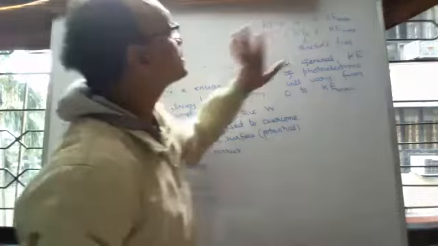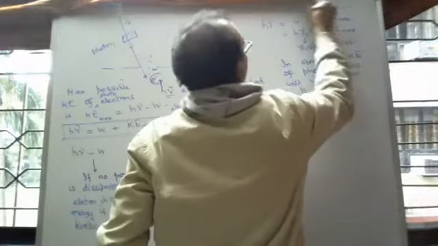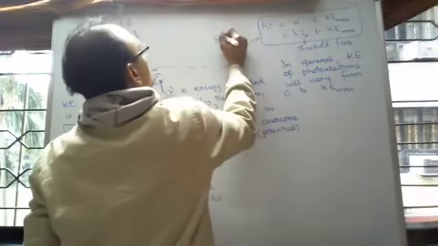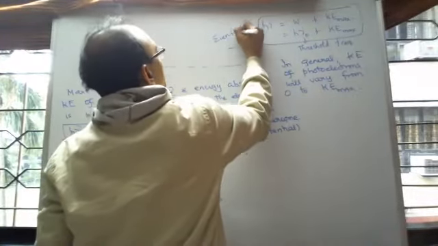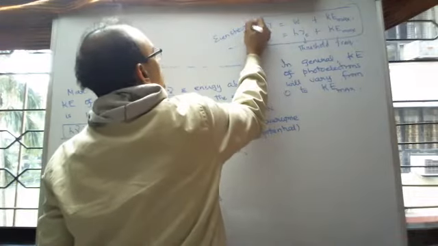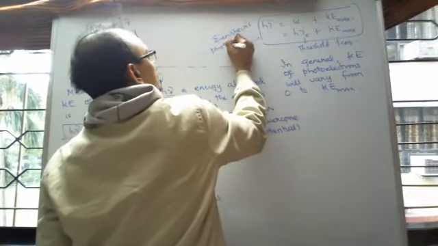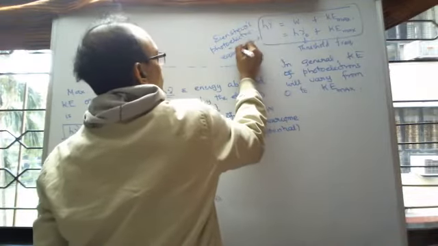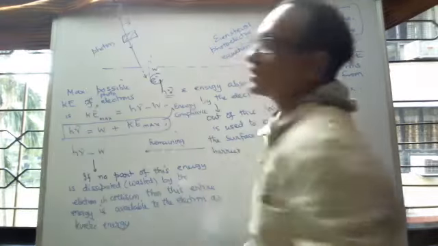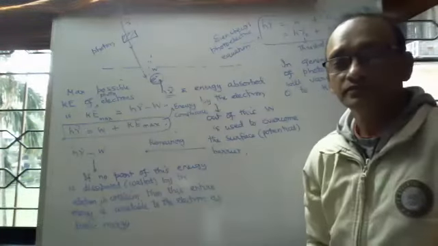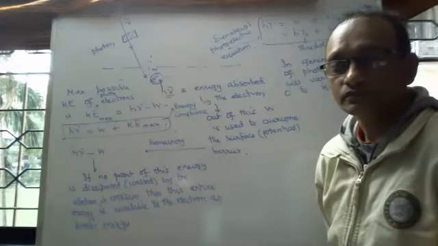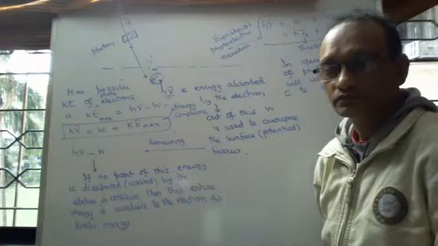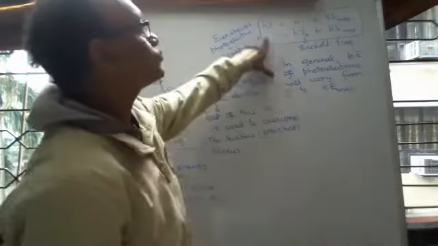This equation is called Einstein's photoelectric equation. This is the work for which Einstein earned his Nobel Prize.